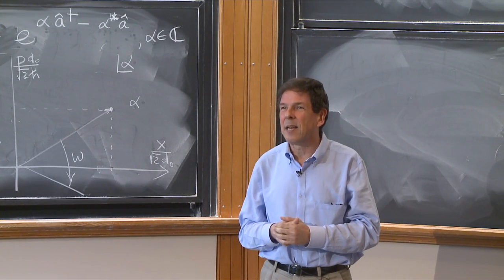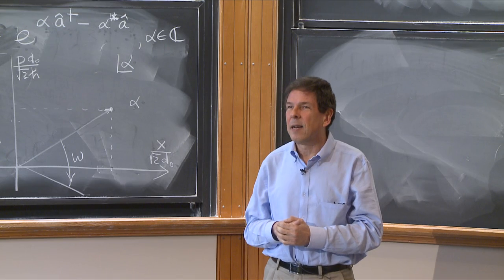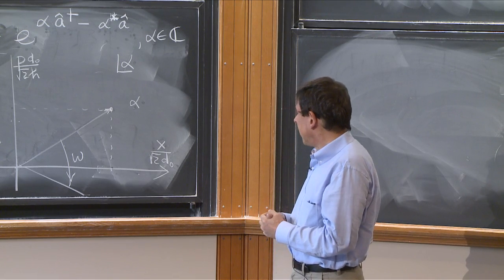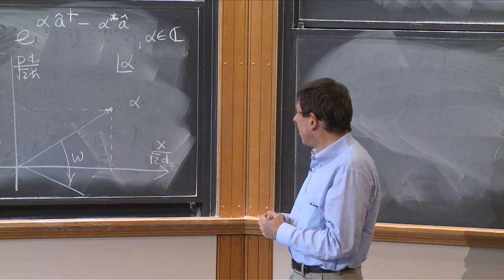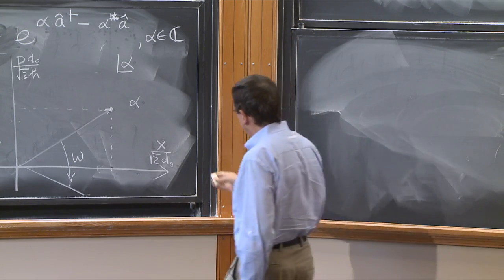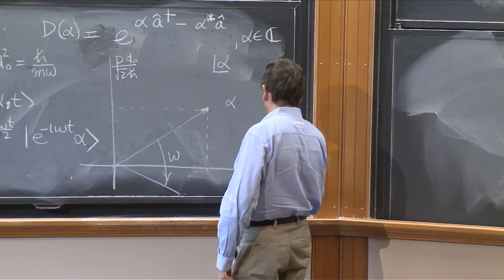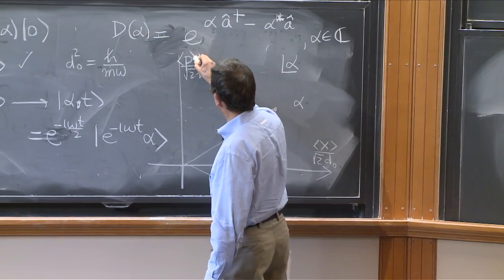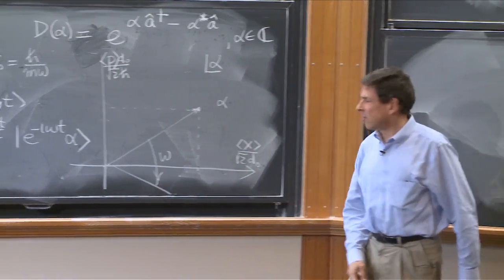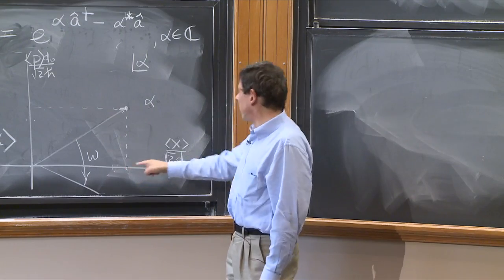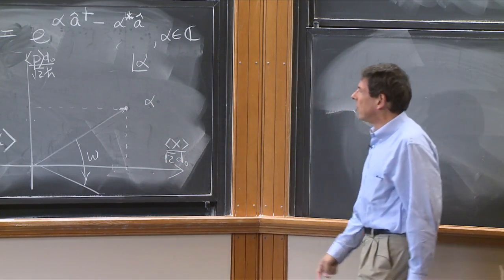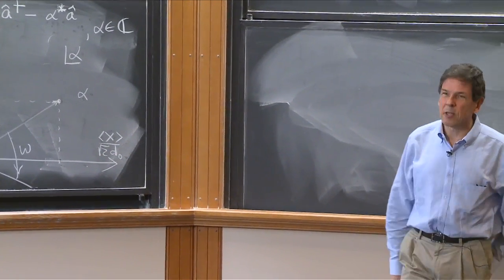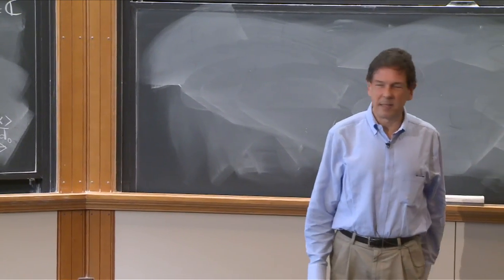Yes? On that complex plane where you have the x and the p, are those expectation values of position and momentum? Yes. I think I wrote them with expectation values of the position and momentum last time. So given alpha, that number you get is the expectation value of position or of momentum. Correct.